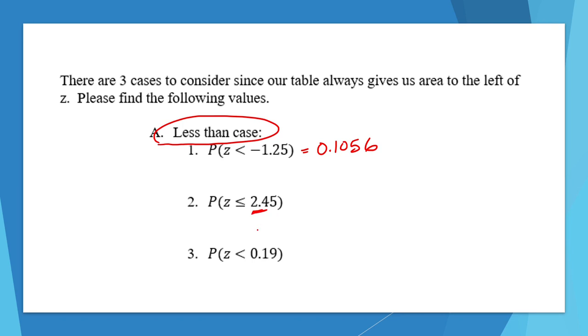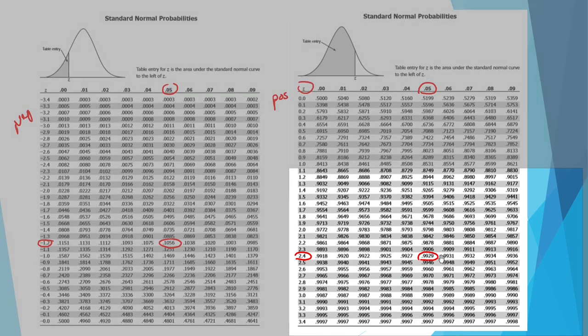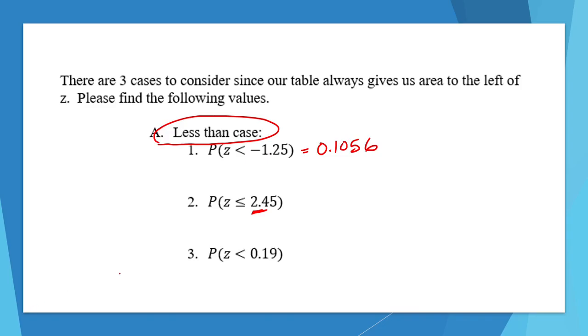For the second problem, we have the probability of z is less than or equal to 2.45. For this question, we're going to locate 2.4 for the row and 0.05 for the column, and we'll intersect the row and column. And there you go. Our solution is 0.9929. And so the area to the left is 0.9929.